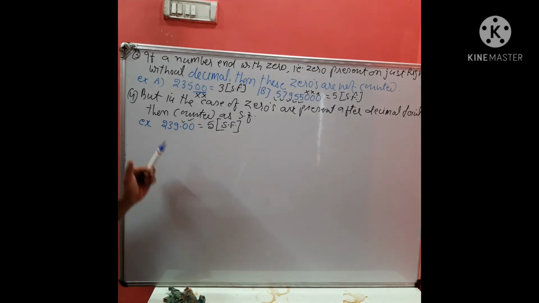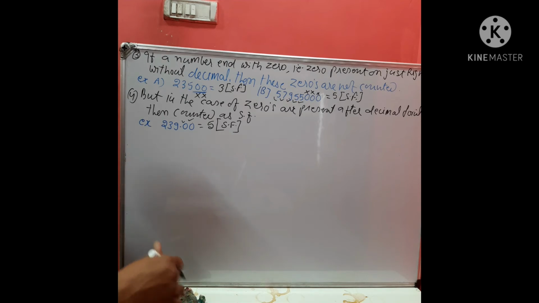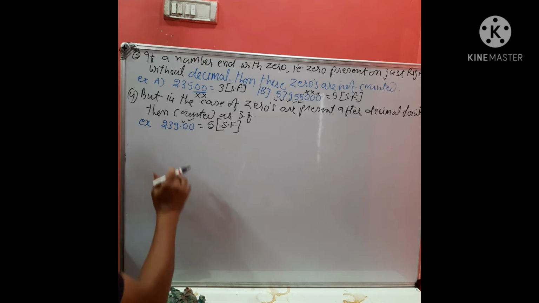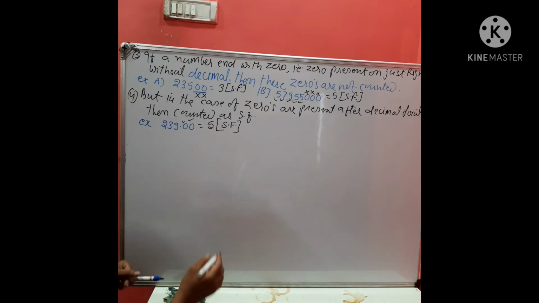Like in a bank, we use this practice, giving accurate values. We write 100 rupees as 100.00 rupees. So the zeros after the decimal are counted as significant figures.